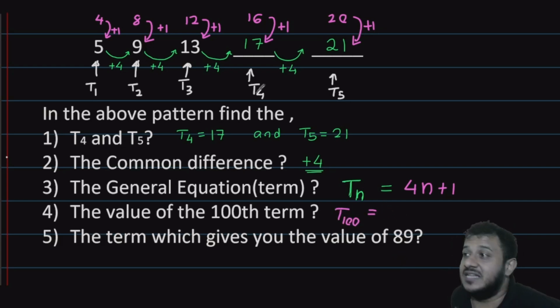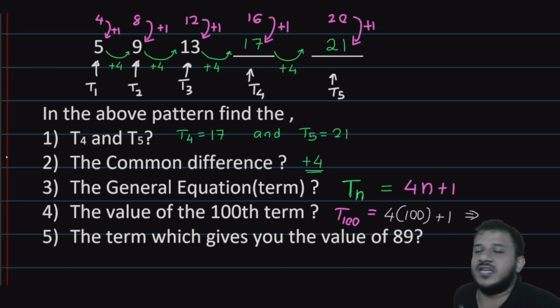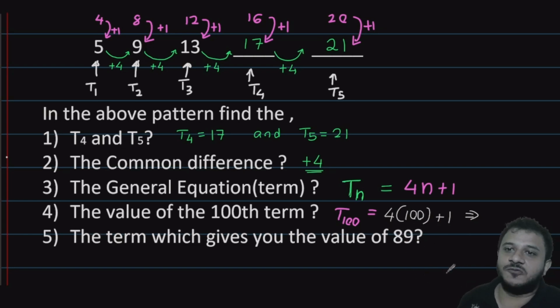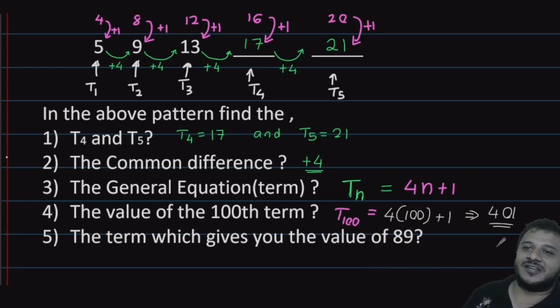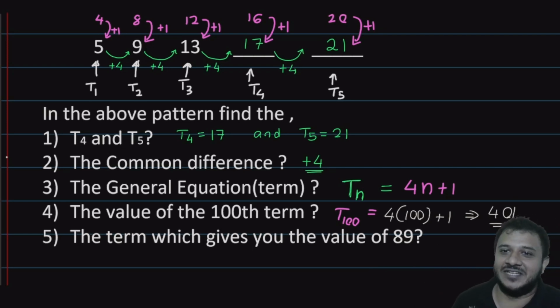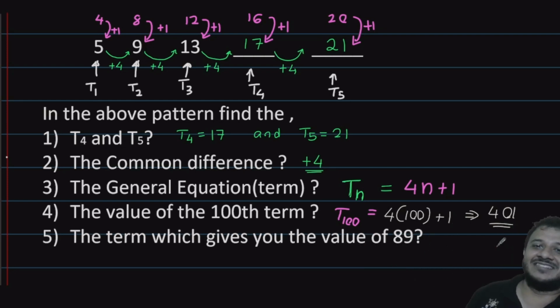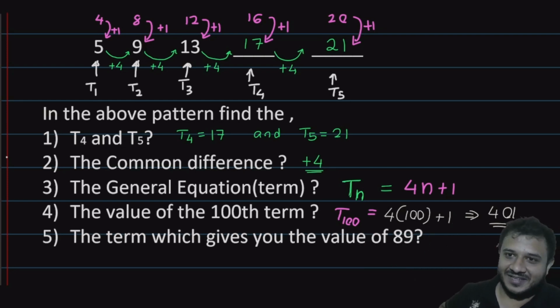That means instead of putting an n, put 100. 4 times 100 plus 1. What is 4 times 100? 400. 400 plus 1? 401. There we go. We got our answer for the 100th term. So we didn't even write 100 numbers to find the 100th term. Is that clear?